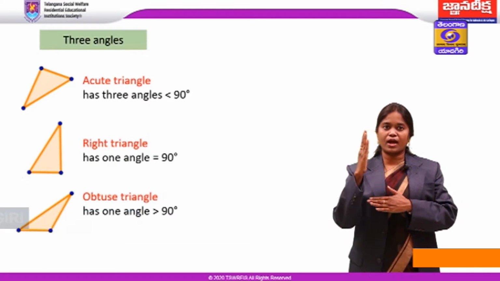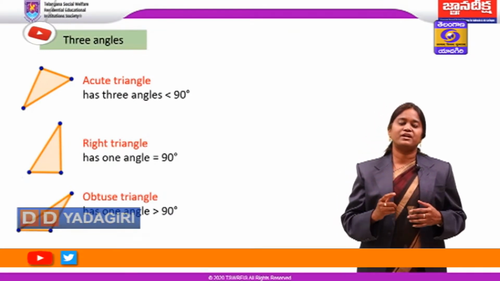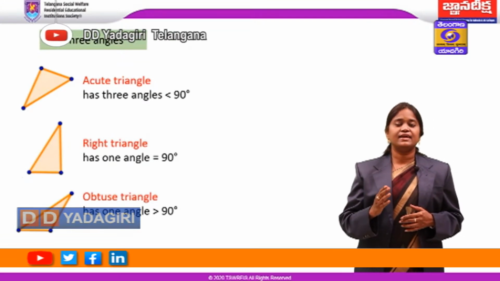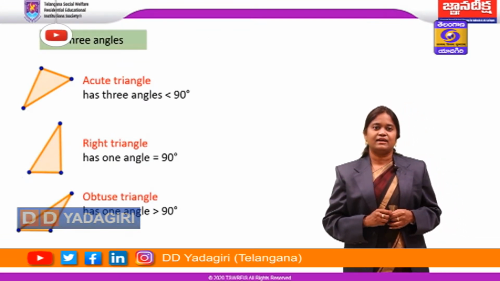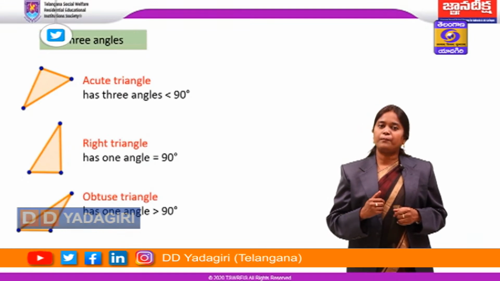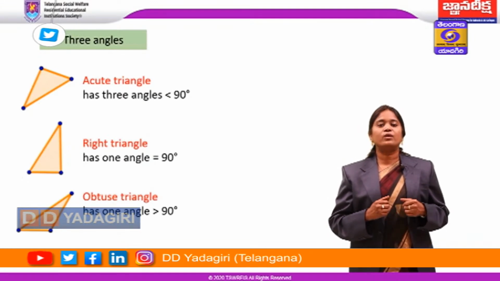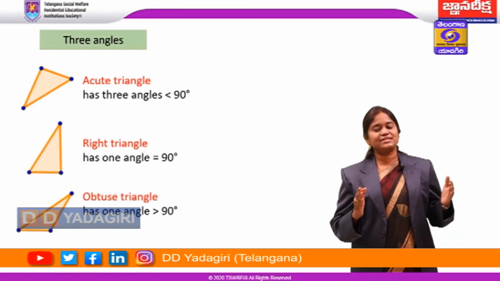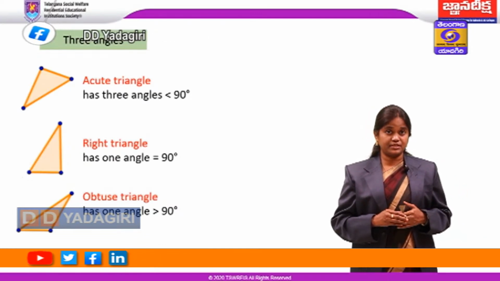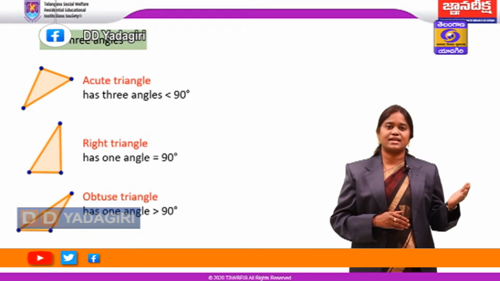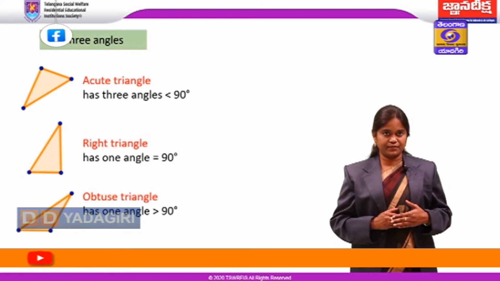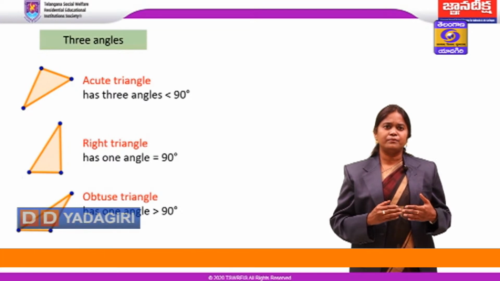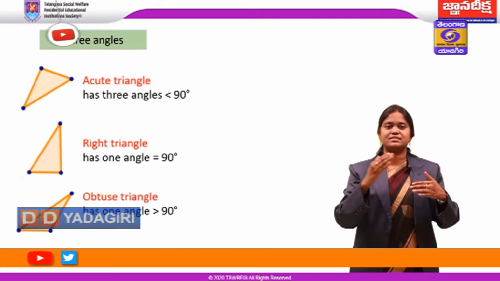Next is a right angle, which measures exactly 90 degrees. The third angle is the obtuse angle, which lies between 90 degrees and 180 degrees. That means above 90 degrees and below 180 degrees. Now, just add one line to these three angles.